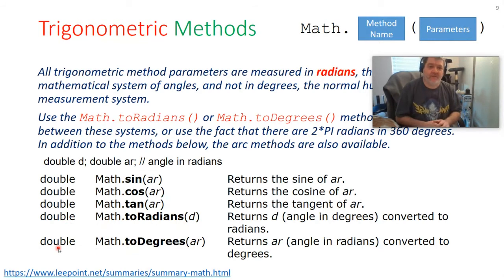So this is a very common mistake. You call Math.cos of 360. That's not going to do exactly what you think it's going to do, okay? So make sure to always convert to radians when you are using the Math trigonometric library.